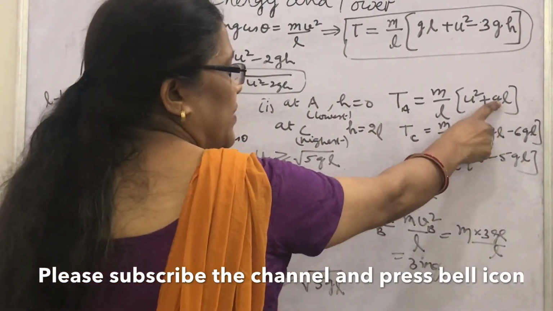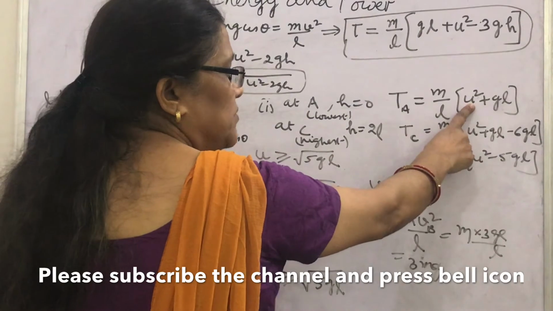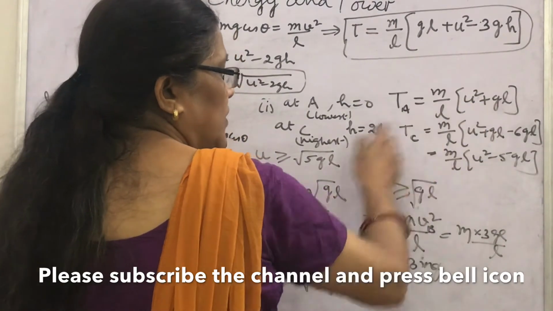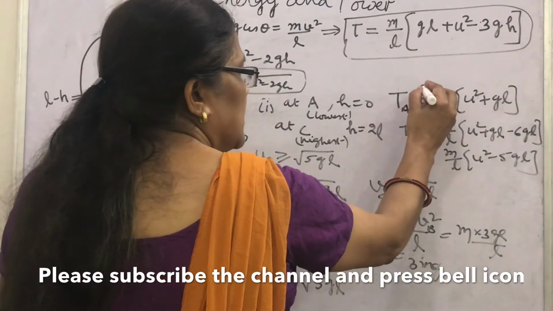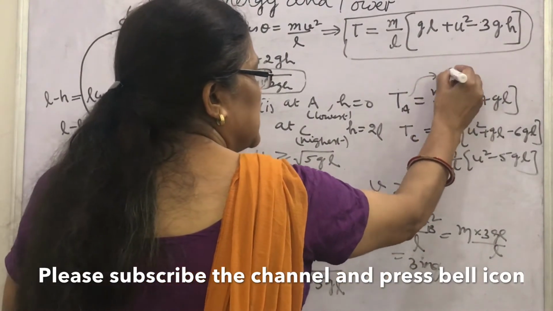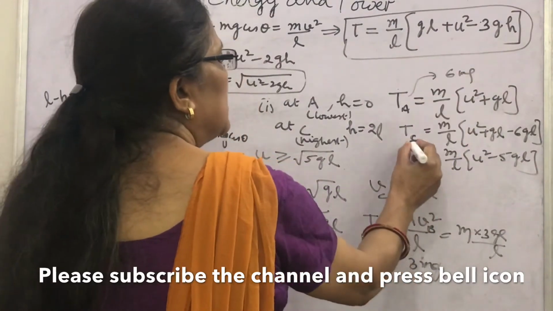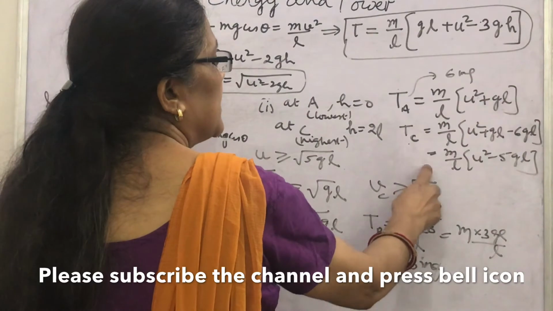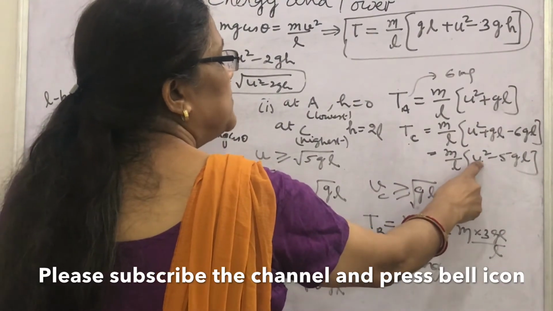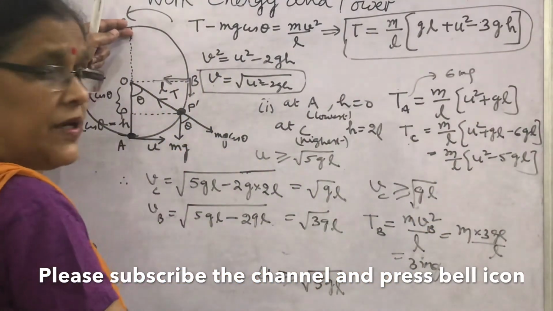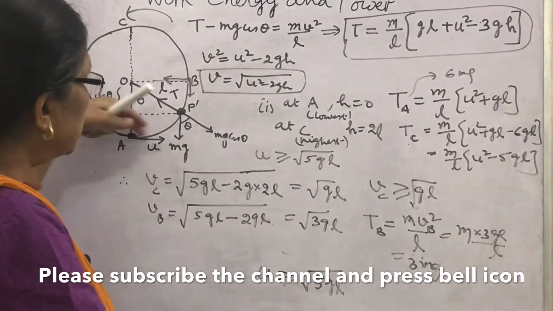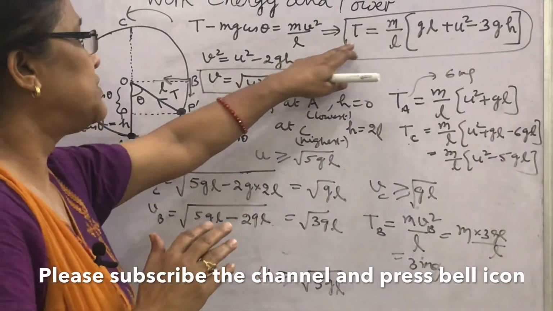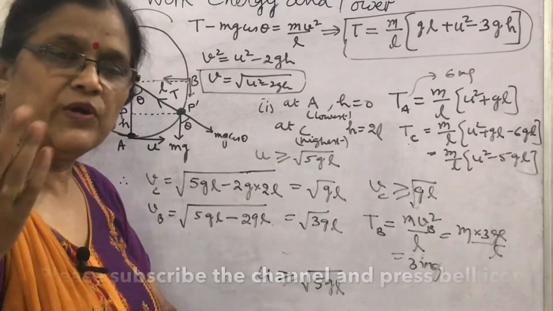Look here, at point A, this is 5GL and this is GL, 6GL, L will be cancelled. Then what will be the tension here? The tension will be 6 mg. What is the tension here? TC. Look here, this will be greater than or equal to 0 because this is 5GL. So in vertical circular motion, this is how the expressions for tension and velocity at each and every point are obtained.